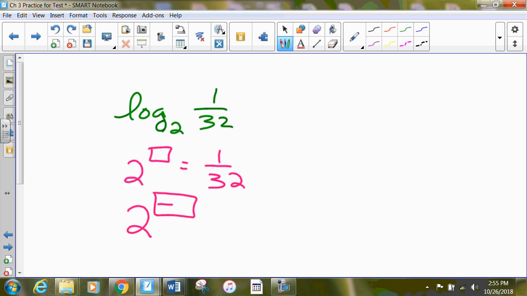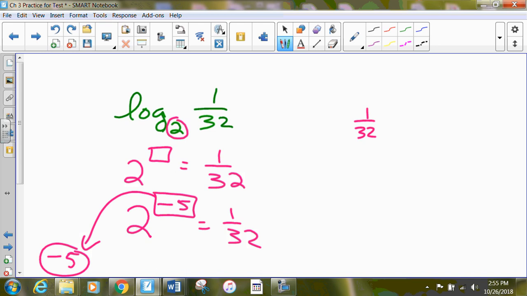See, 2 times 2 is 4, times 2 is 8, times 2 is 16, times 2 is 32. Therefore, my answer is -5, because think about what this is asking. This is asking 2 to the what gives me 1 over 32. You can also work backwards. You can take that 1 over 32 and break it down. 32 is 2 to the 5th power. Now to bring it up, it's -5, and my exponent's the answer.